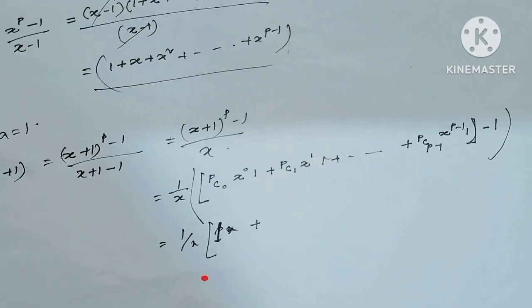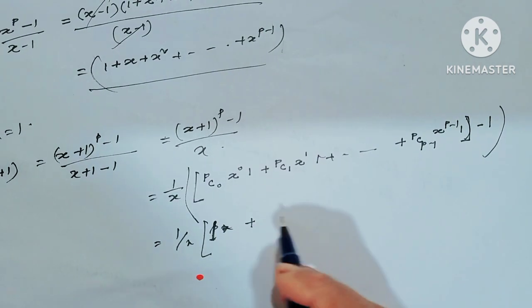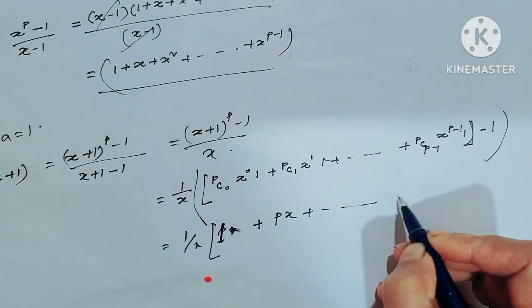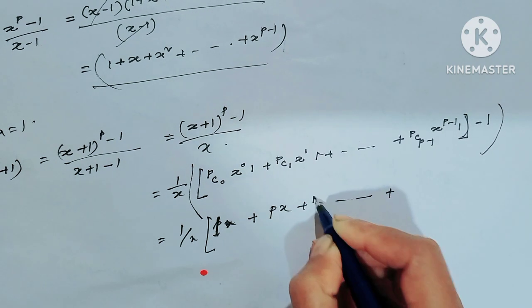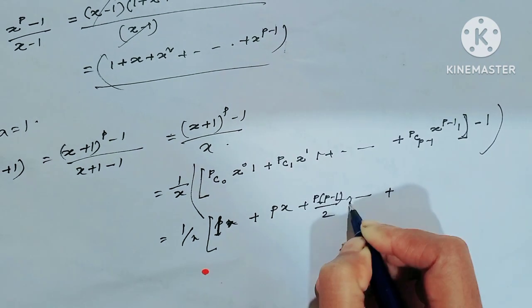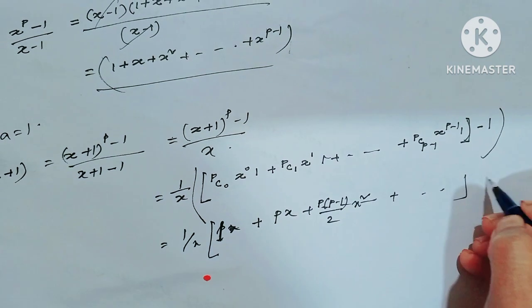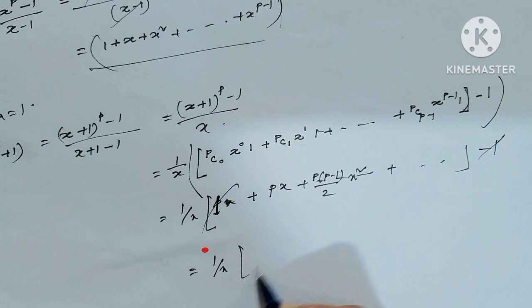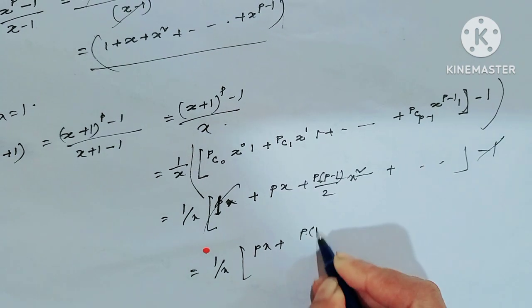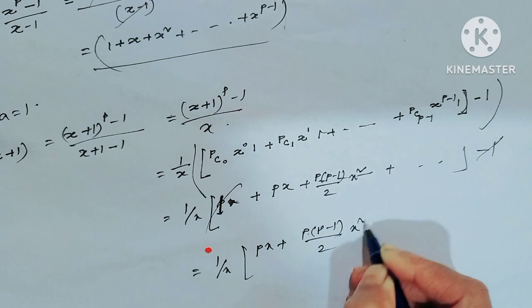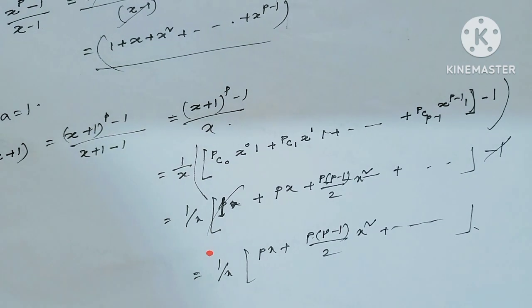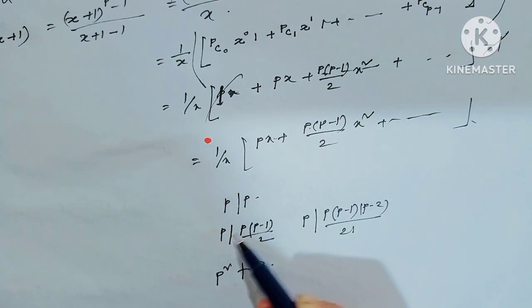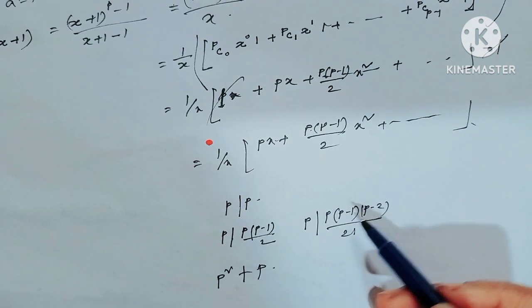Here pC0 means 1, and x to the power 0 is also 1. Then this would be 1. pC1 means p times x. Up to here, it would be p times (p minus 1) over 2, times x squared, this type. Here minus 1, just cancel this part. Then this would be (1 over x) times (px plus p(p minus 1)/2 times x squared and so on). And when p is a prime number, for any prime p, p divides p(p minus 1)/2.